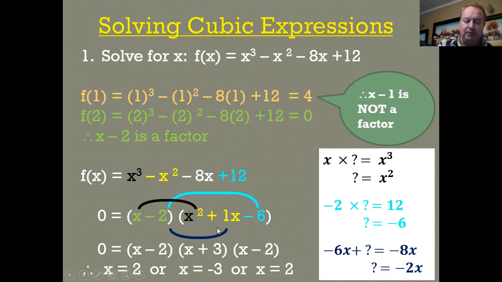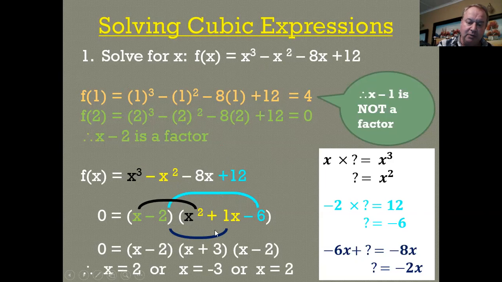Now I need the middle term. The middle term must be in terms of x. Remember, this is a trinomial. So I say first times last: x times -6 is -6x, plus what will give me -8x? Take that across: -8x plus 6x is -2x.